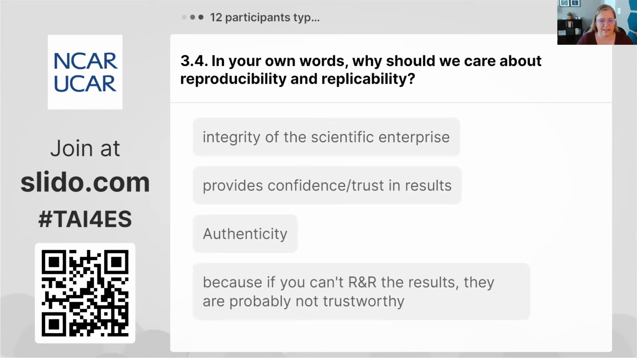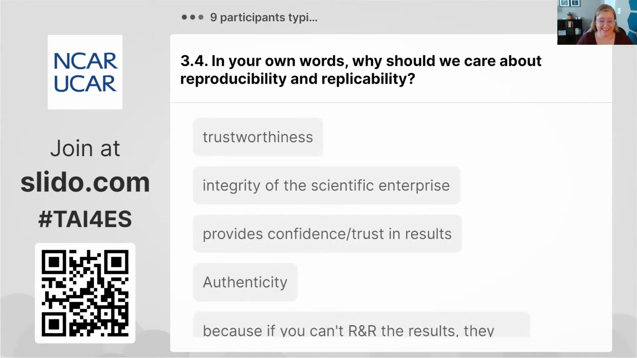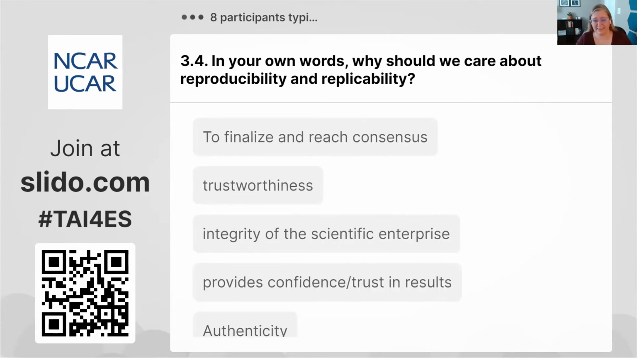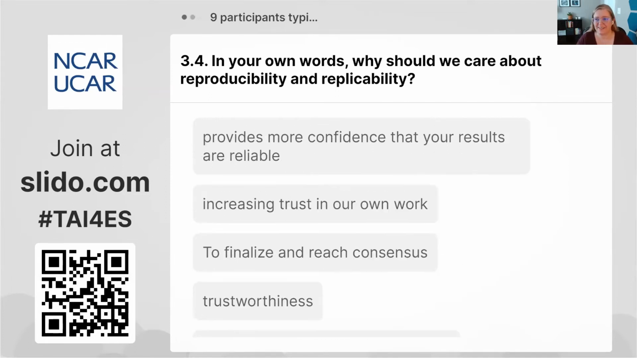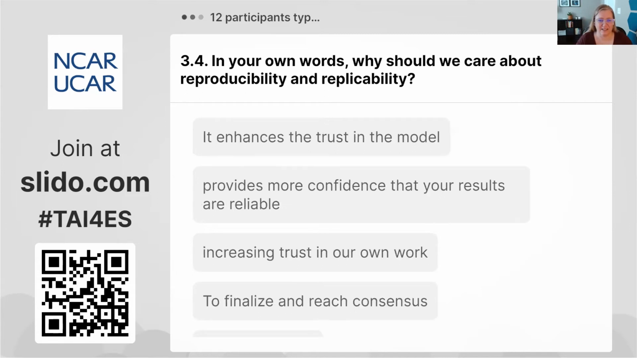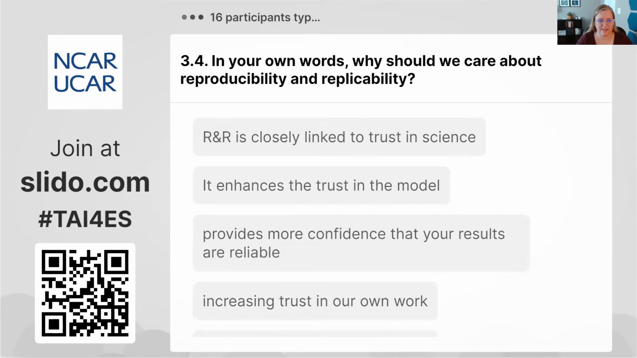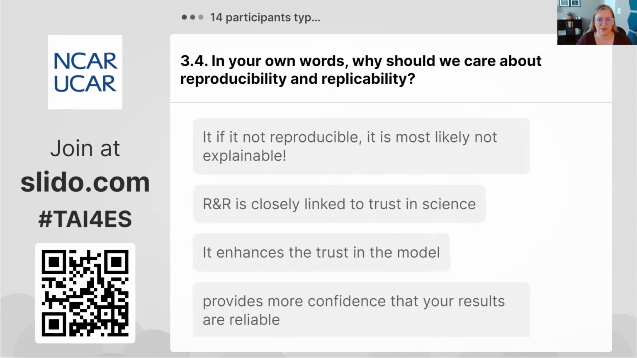Right, authenticity, integrity. And if you can't, yeah, they are probably not valid or trustworthy results. So trustworthiness comes into play quite a bit. Finalize and reach consensus. And trust, yeah.